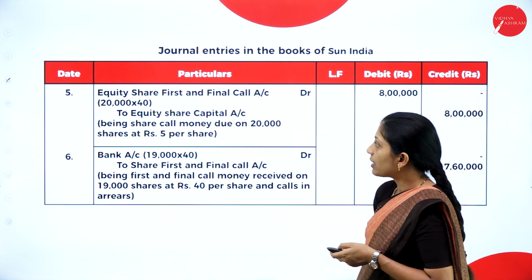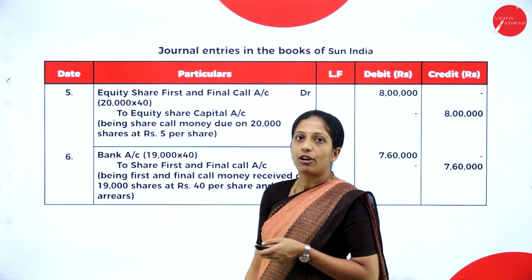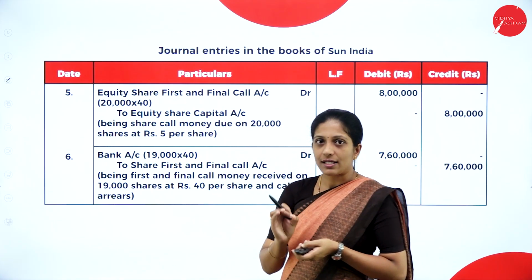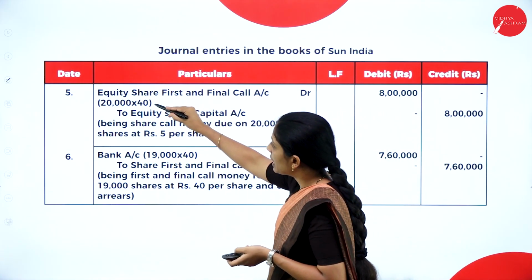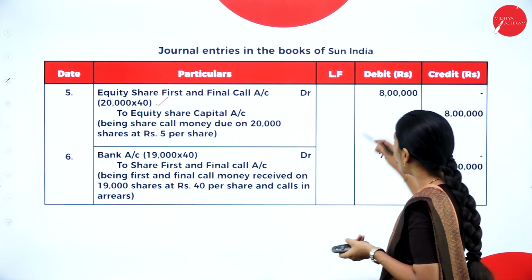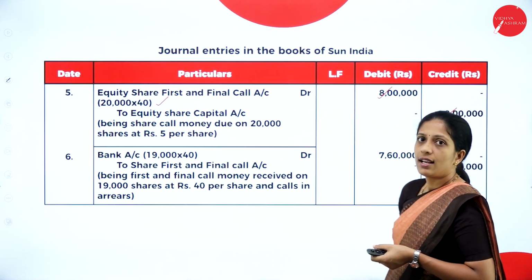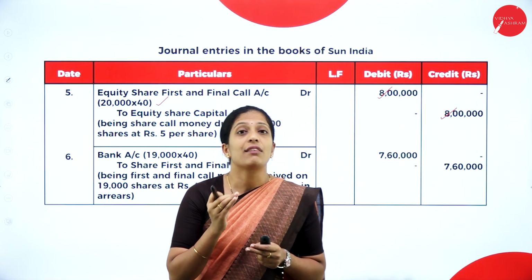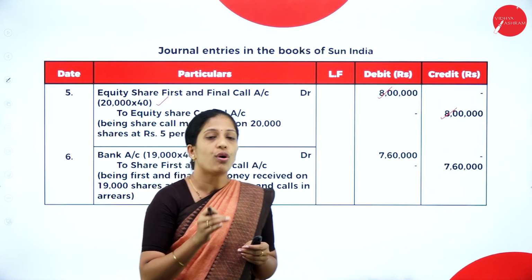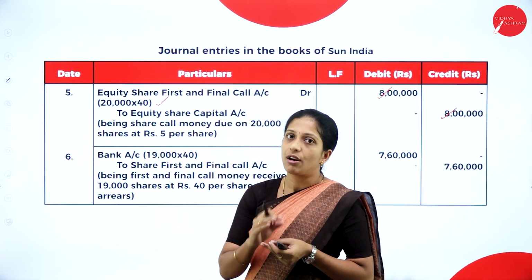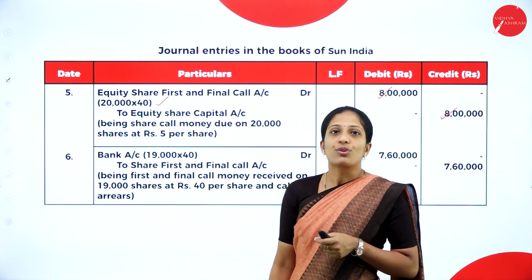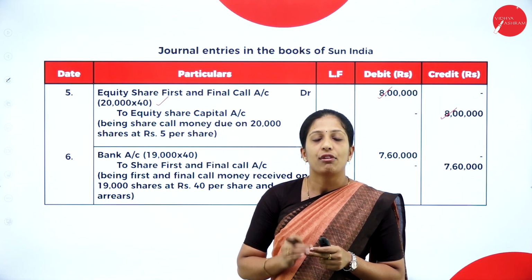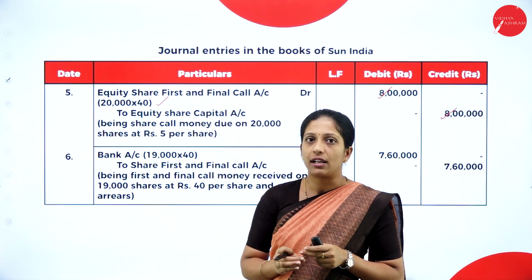So what is the due entry? Equity share first and final call account debit to equity share capital account. 20,000 is the number of shares and the call money is 40 rupees. 20,000 into 40, so this will be 8 lakh. Your narration will be: being first and final call money due on 20,000 shares of rupees 40 each. Now coming to receiving of first and final call money, your entry is bank account debit to equity share first and final call account.